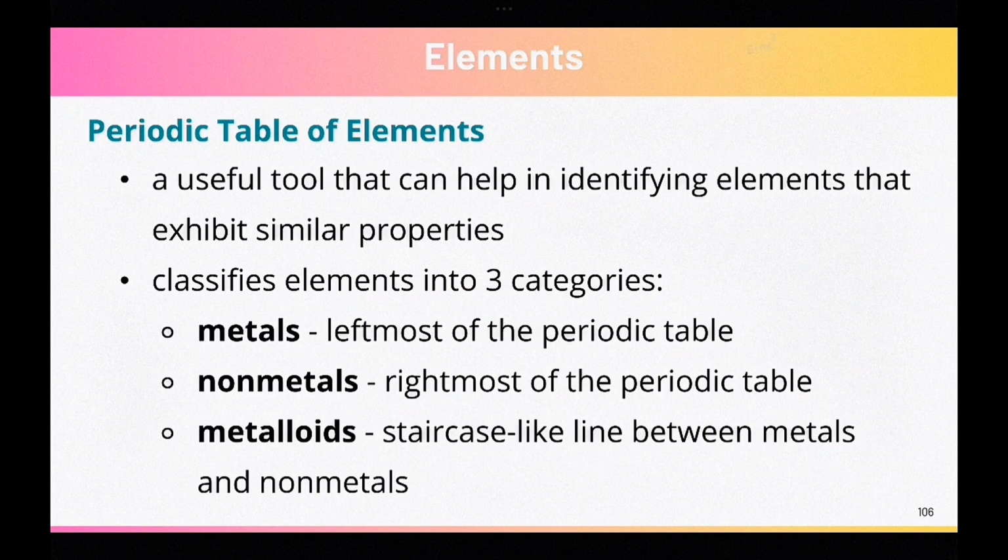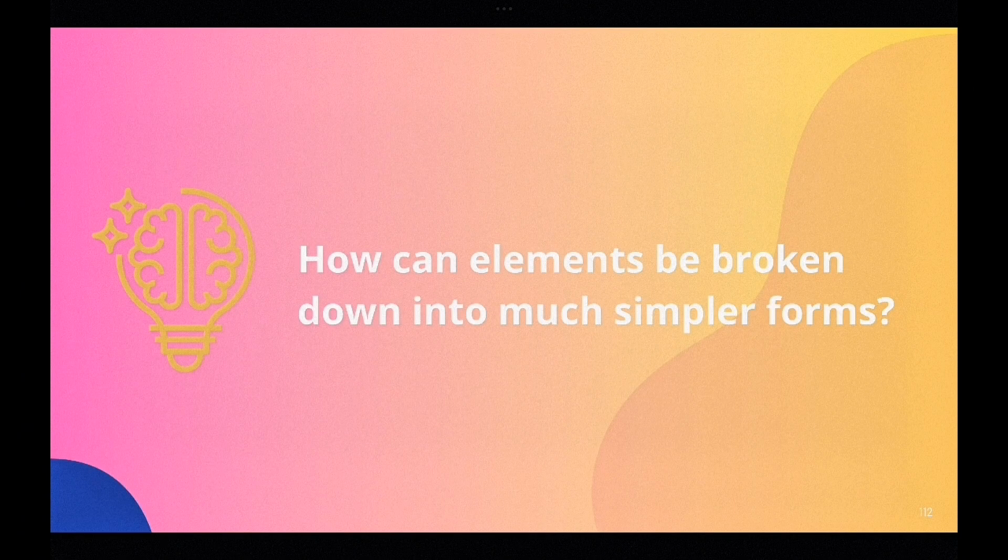Now, the periodic table is a very useful tool that can help in identifying elements that exhibit similar properties. They are classified into three categories: metals, which are on the leftmost of the periodic table; non-metals, which are on the rightmost; and metalloids, which form the staircase between metals and non-metals. How can elements be broken down into much simpler forms?